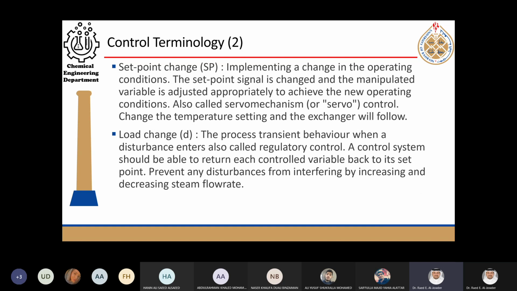Two modes of control. In the first mode, I will change the set point and the plant will follow. In the second mode, I will keep the set point constant, but I will protect my system against any interferences from any other variables within that system. Now, I will tell you a story here that explains why we have two different modes.